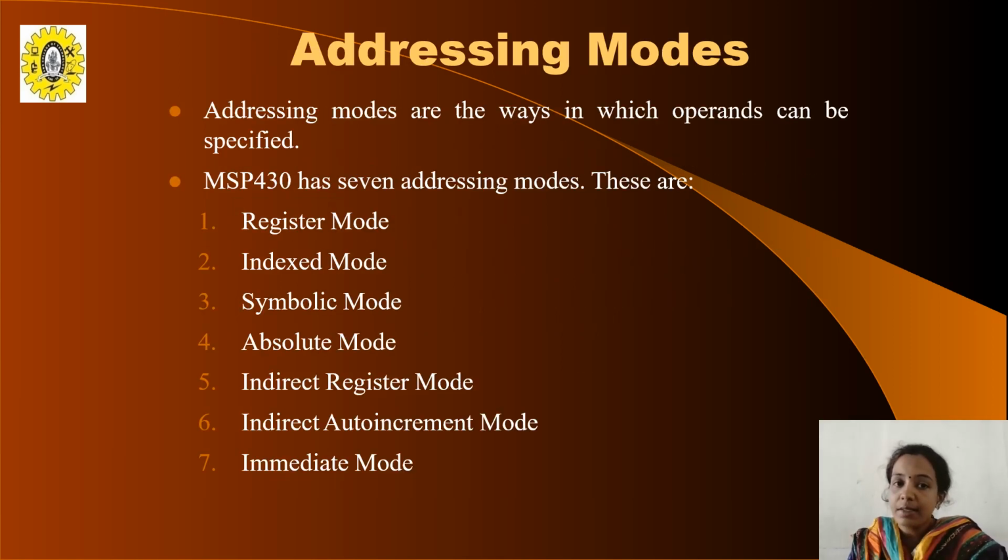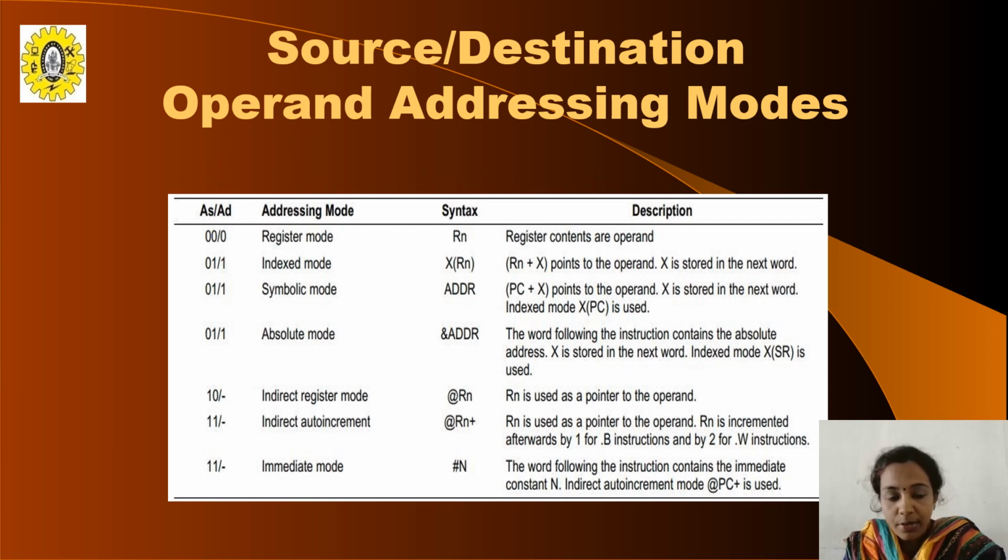We have addressing modes like the 8085 microprocessor and the 8086 microprocessor. The addressing modes are of 7 types. First one is register mode, indexed mode, symbolic mode, absolute mode, indirect register mode, indirect auto increment mode, and immediate mode. So register mode is nothing but Rn, where the registers will be mentioned directly in the instruction itself. Say for example, if R1 is there, then we have to perform the operation with the R1 register. Register contents are the operands. Whatever data is stored in the register is nothing but the operand.